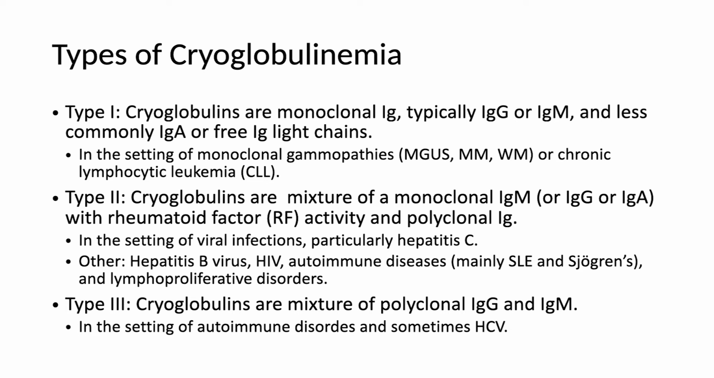And it's in general in the setting of viral infections, particularly hepatitis C infection. It could be also hepatitis B, HIV, and autoimmune diseases, especially lupus and Sjogren's syndrome, and some lymphoproliferative disorders. Type 3 is mainly polyclonal. It's a mixture of polyclonal IgG and IgM, and it's in the setting of autoimmune disorders and sometimes hepatitis C.